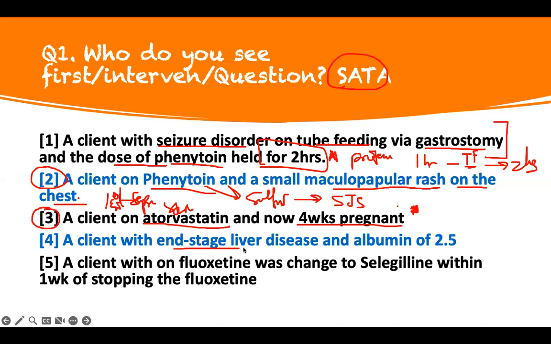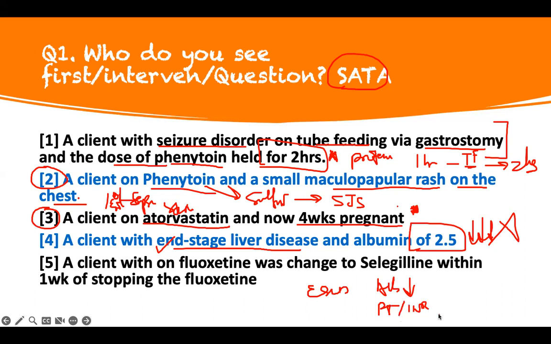A client with end-stage liver disease and an albumin of 2.5. I have a liver disease. My albumin is 2.5. Oh, it's very, very low. I need to see you. No, you should not see a patient who has liver disease with an albumin of 2.5. If you have end-stage liver disease, your albumin is low, your PT and INR are both high, your platelets are low, and your bilirubin is high. All of this is an expected finding. Therefore, we don't need to see this patient.